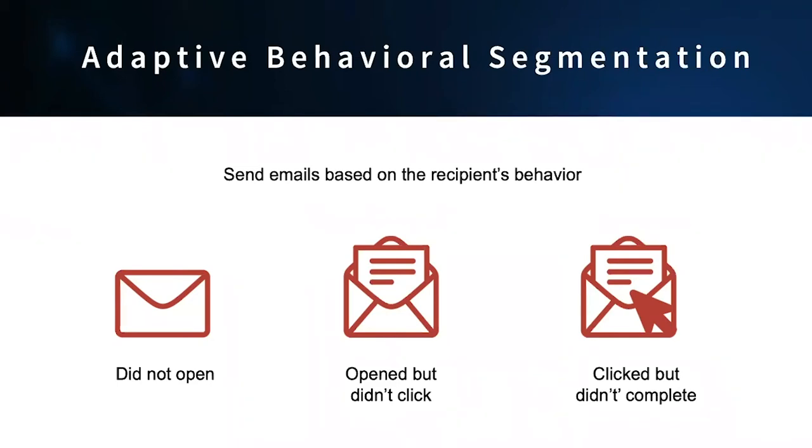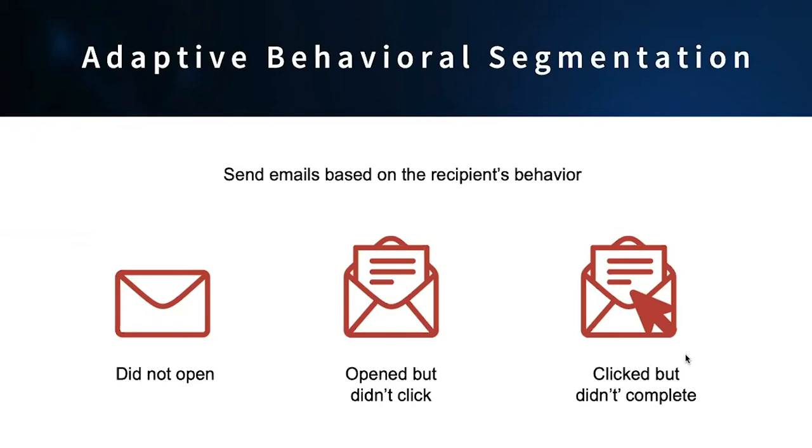And also one other thing to note is that adaptive behavioral segmentation always looks at the previous email edition that was sent. So it only sends to that specific group based on the behavior of the previous edition. It doesn't go back two or three editions. It just looks at the last one that you sent.